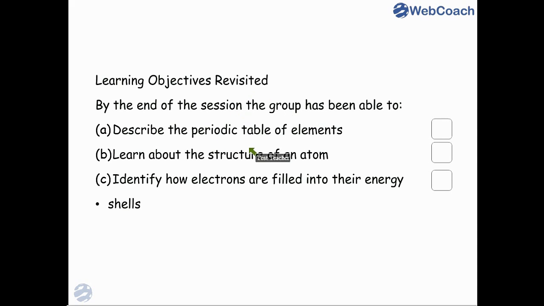By the end of this session, we have discussed the periodic table of elements. We have also discussed the structure of an atom: it consists of a nucleus and electrons whizzing around the nucleus all the time. These electrons are not floating everywhere; they follow a particular path, which is called a shell, or energy shell. We have also identified how electrons are filled into their energy shells, like we saw in the atomic structure of hydrogen, helium, lithium, and so on. These are the objectives we have covered in this small session.